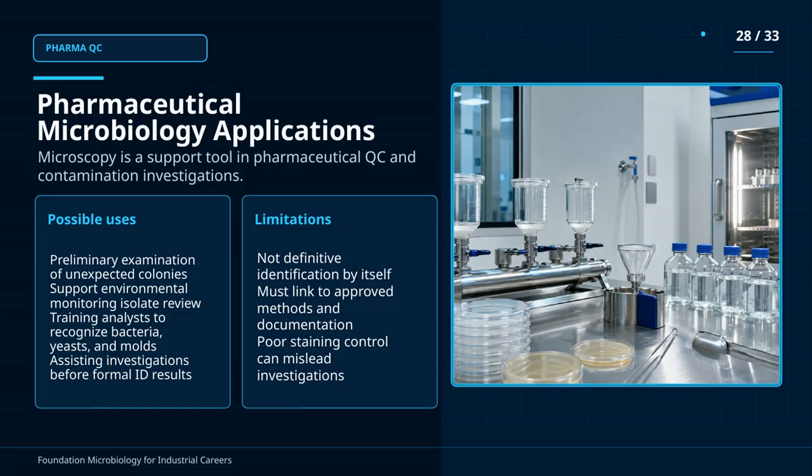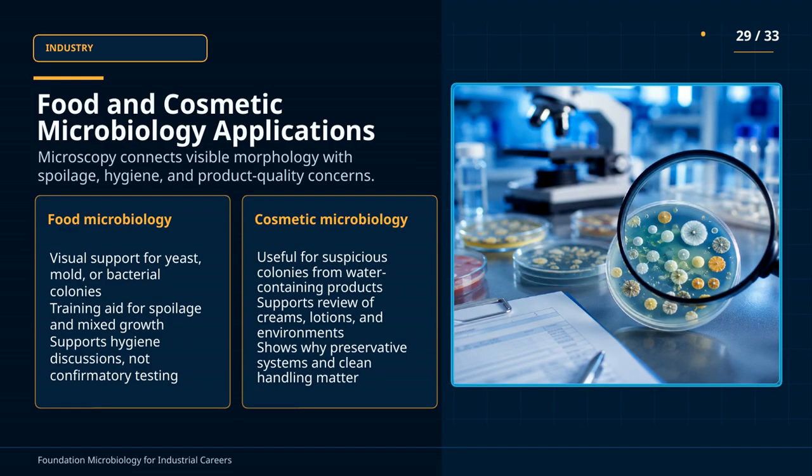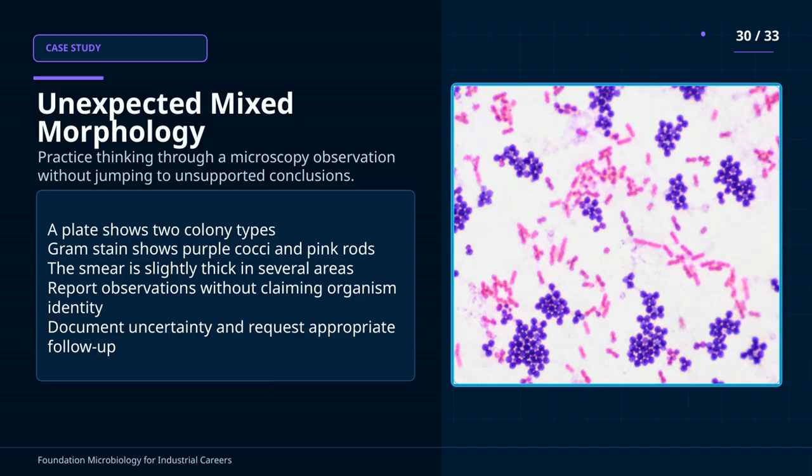In pharmaceutical microbiology, microscopy supports the preliminary review of unexpected colonies, environmental monitoring isolates, and contamination investigations. It remains a support tool and should be connected to approved methods, controlled documentation, and formal investigation procedures. In food and cosmetic microbiology, microscopy helps connect visible morphology with spoilage, hygiene, and product quality concerns. It can support the review of bacteria, yeasts, and molds from food samples, water-containing products, and environmental sources.